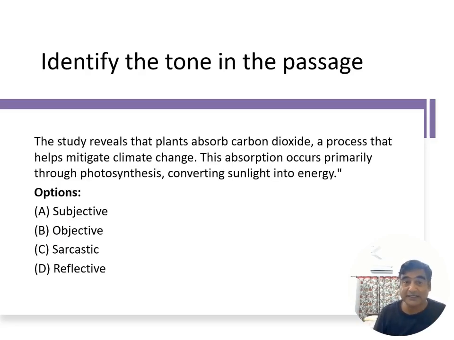The study reveals that plants absorb carbon dioxide, a process that helps mitigate climate change. The absorption occurs primarily through photosynthesis. So the author is not giving his own thoughts or ideas. He is simply stating what the study reveals. So he's very objective. We can use the words objective, informative, or factual here as well. Objective means straightforward, to the point, completely formal. No emotions, nothing.